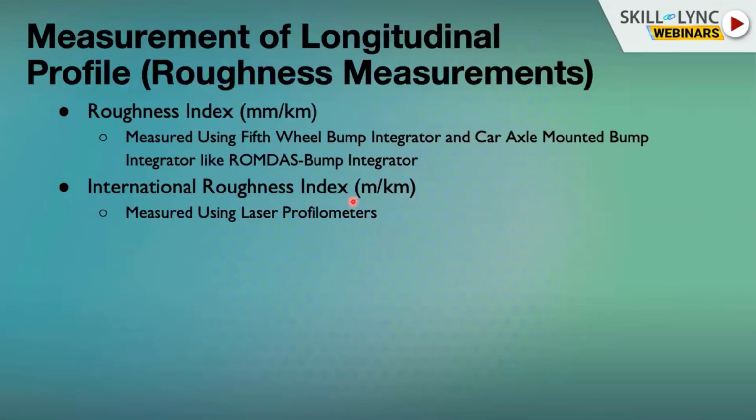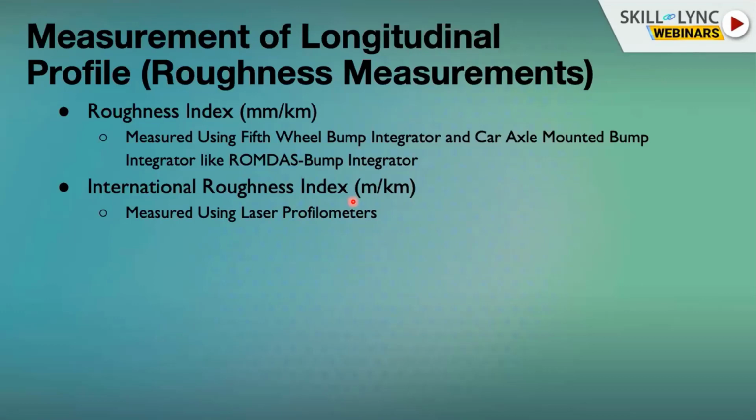And we will see how we actually measure the roughness with this automated road survey system. We measure it in terms of International Roughness Index. There is also another unit called roughness index. There are some other equipments which measure in terms of roughness index, but the laser profilometer attached to the automated road survey system measures it in terms of International Roughness Index.